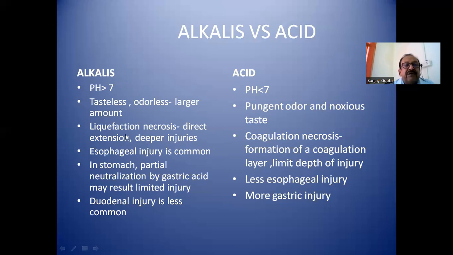Alkalis cause liquefaction necrosis, direct extension, and deeper injuries, whereas acid burns cause coagulation necrosis and formation of a coagulation layer, with limited depth of injury. In alkalis, injury at the level of the esophagus is common, then the stomach, partially neutralized by gastric acid, may have limited injury, and duodenal injury is still less common. In acid, there is less esophageal injury and more gastric injury.